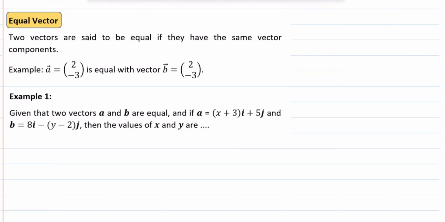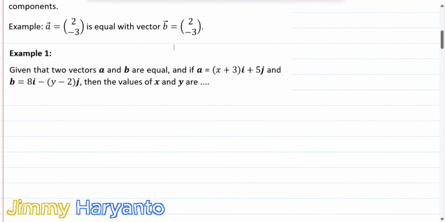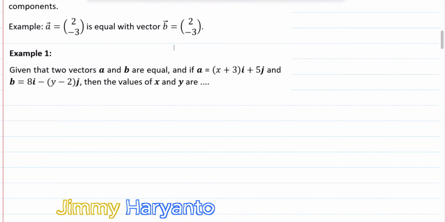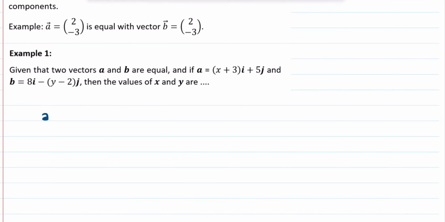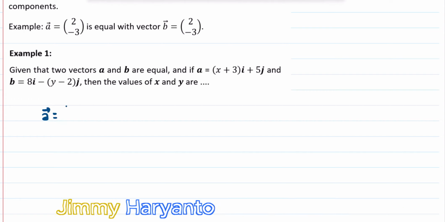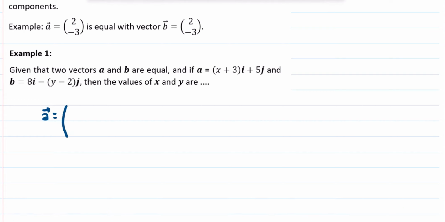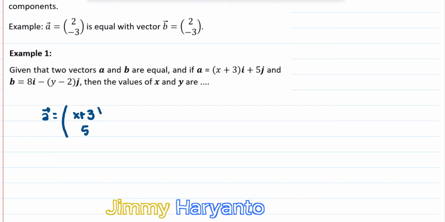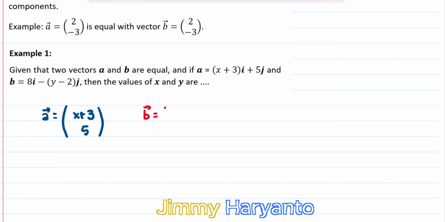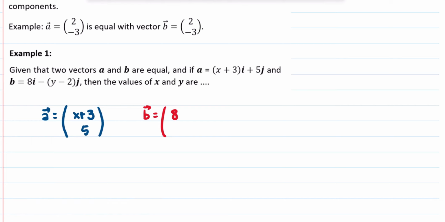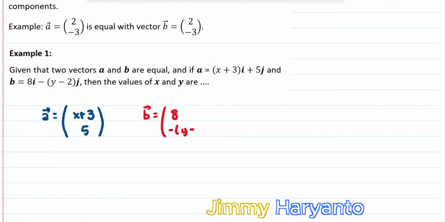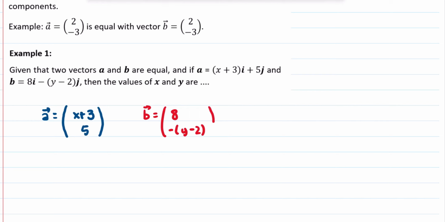Example 1, given that two vectors A and B are equal, given that A equals x plus 3 i plus 5j, let's represent this in column vectors to make it easier to calculate later. So the i component is x plus 3, and the j component is 5, like this. And then we have another one, which is B. B equals 8i and negative y minus 2 for the j.